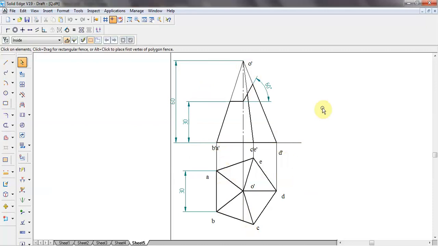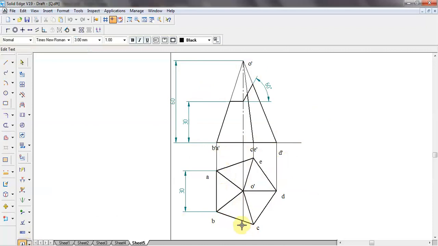I will read it out once again. So A, B, C, D, E, and it is cutting the front portion BC at F. So you can name this as F here, and the back portion AE at G. So for this we have to draw the development.